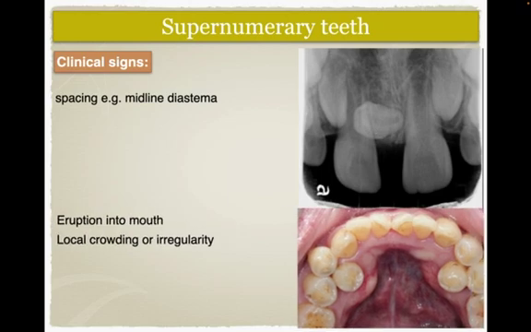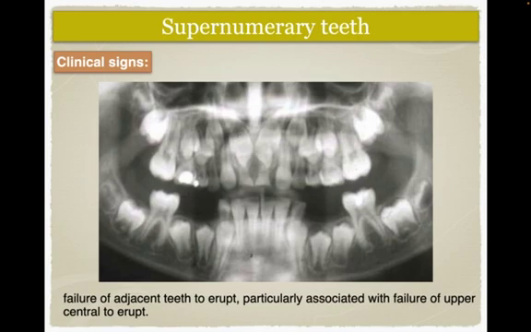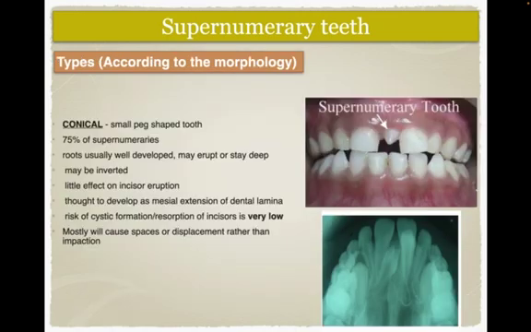If these supernumerary teeth erupt into the mouth, they might cause crowding and irregularity, as we can see here when we have an extra premolar. There is no space for this extra premolar. It's erupted lingually in this case, and then it's causing crowding and irregularity. And sometimes these supernumerary teeth can prevent and block the eruption of the permanent teeth, and the central incisors are the most common teeth to be affected by that. So they will prevent the eruption of the central incisors.